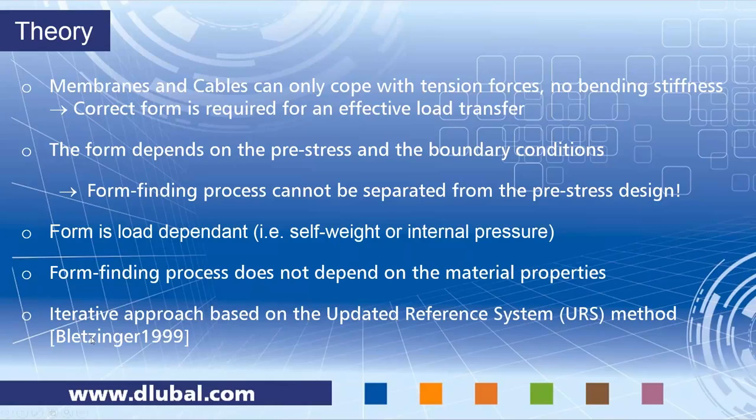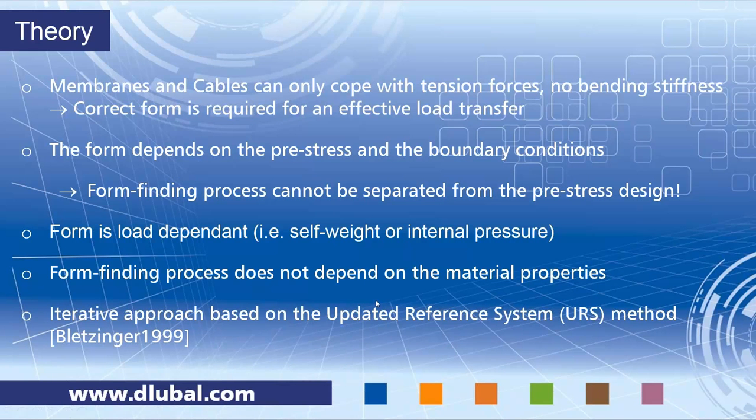The second point is that the form finding process does not depend on the material properties, just beside the zero bending stiffness, but all the other material properties are not of interest for the iterative process itself. So there's an iterative approach based on what's called the updated reference strategy. This was invented by Professor Bletzinger in the year 1999, but it's modified since then. So if you just Google the name, you find loads of literature describing the form finding process.